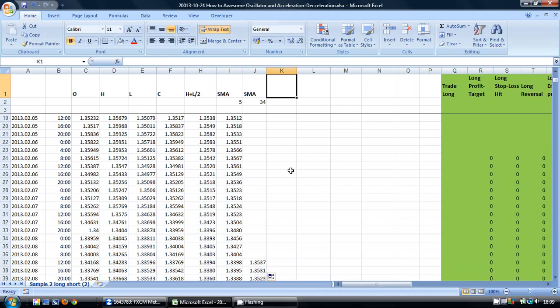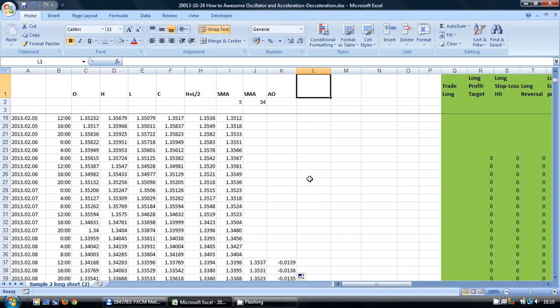Okay, so in the next column I'm going to put in the AO, or awesome oscillator, and we do this by taking the 5-period SMA and subtracting the 34-period SMA, and copy this down. So there we have the awesome oscillator.